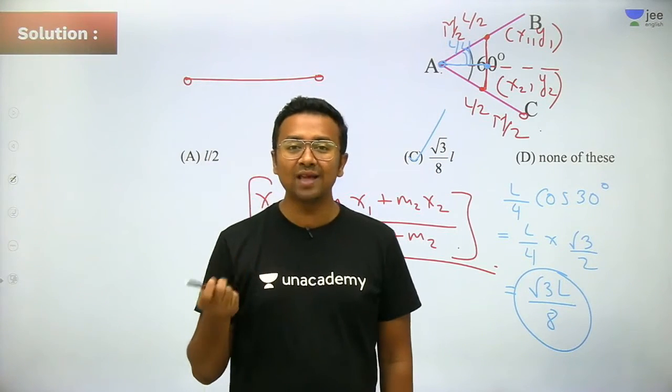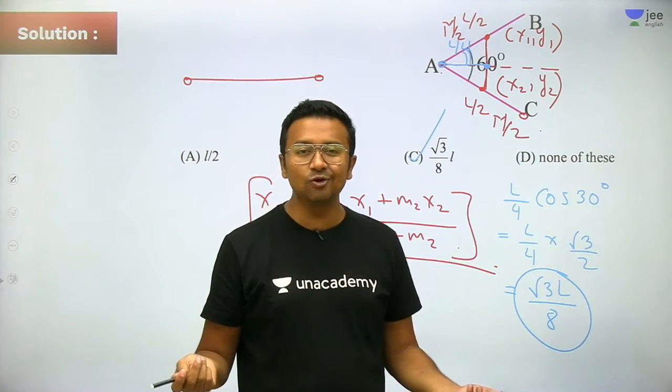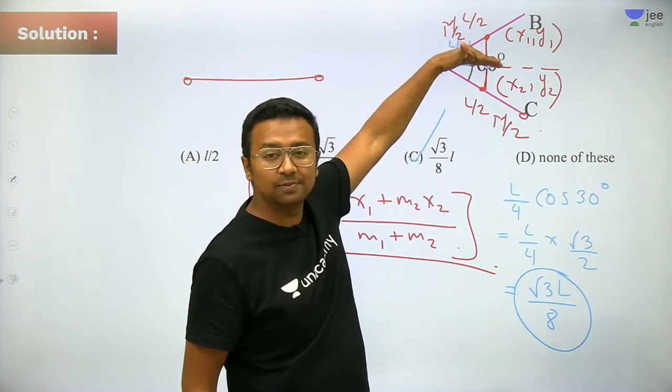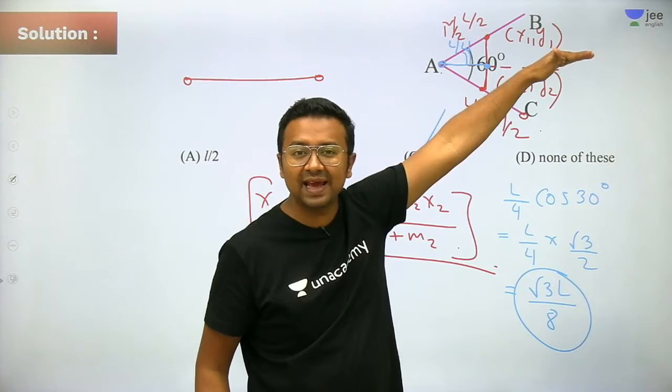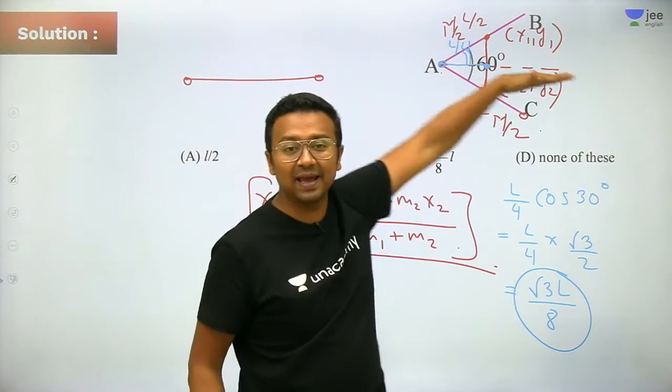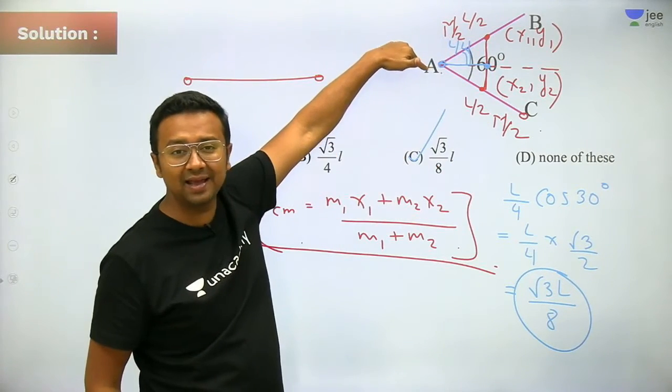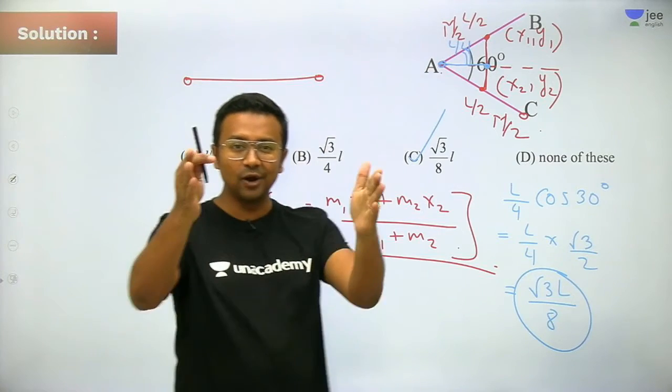And what will be the y coordinate? Y coordinate will be equal to 0 because it is going to lie on this particular line. I can treat this as my x-axis and A to be my origin. Fine enough. Did you all understand it?